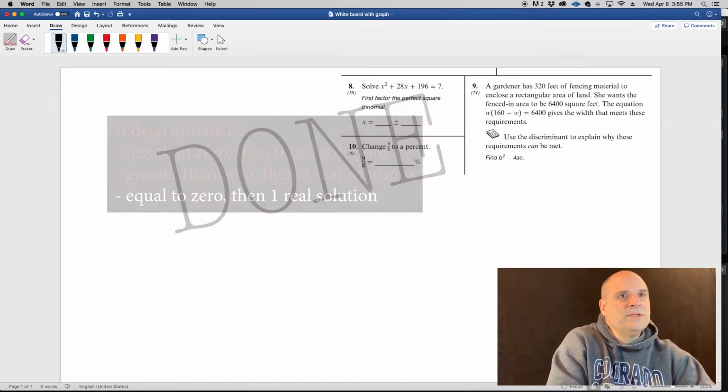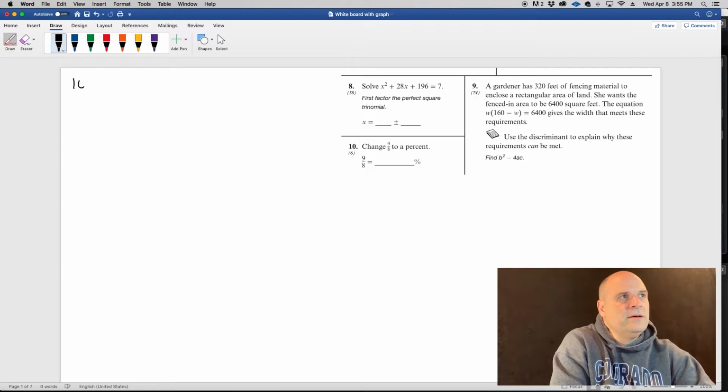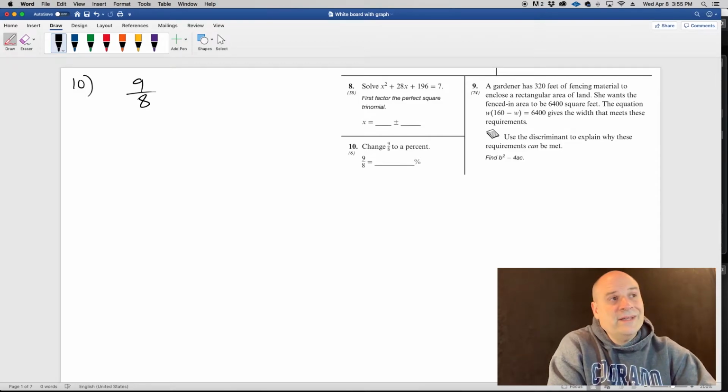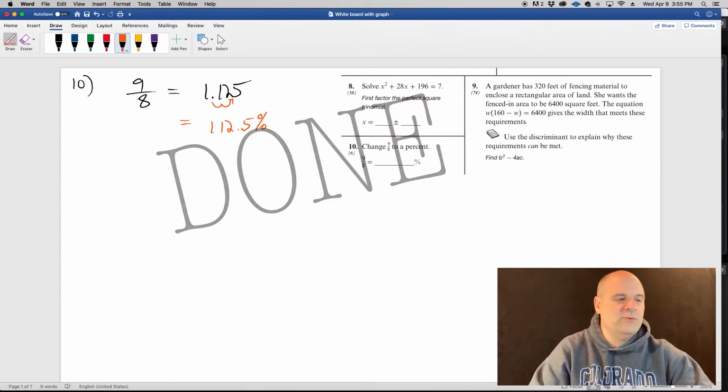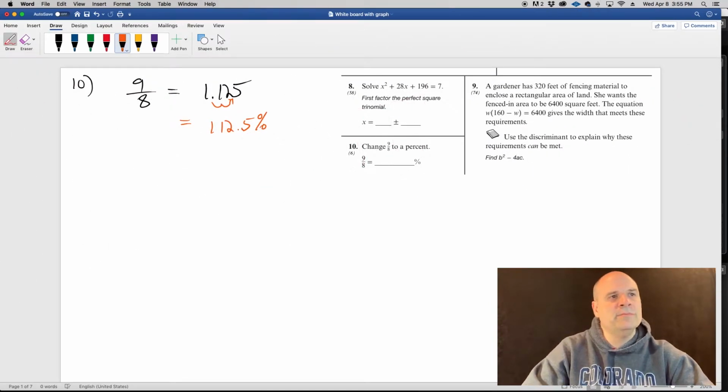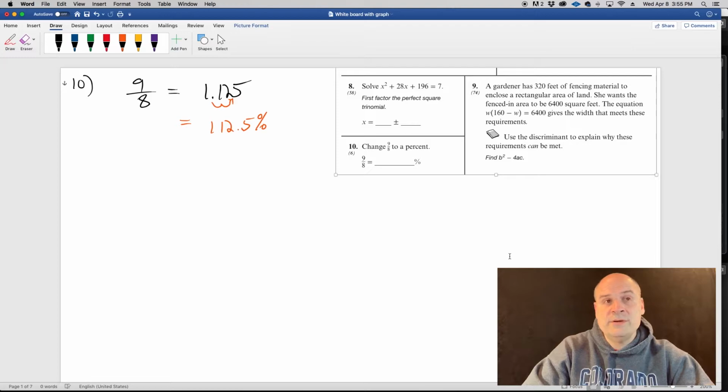All right, number 10, we're just changing this to a percent. Oh, that's so nice. So to change a fraction to a decimal, all you do is divide, right? What's 9 divided by 8? Well, that's 1.125. Now, how do you change a decimal to a percent? You just move the decimal over 2 places. 112.5%. Thank you. That was a nice, simple problem. Let's move on to number 11.